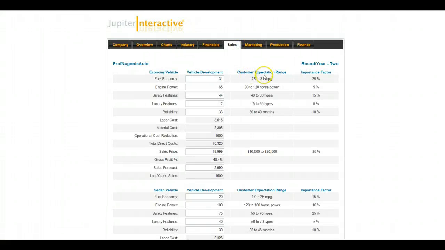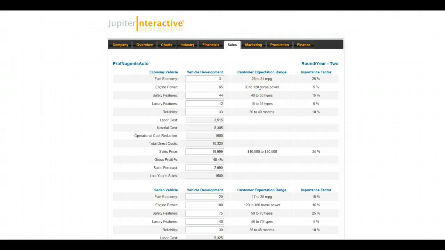I think you've noticed that if you look at the sales page and compare the customer expectations, they're higher now. Even though the price is slightly bumped up, maybe an extra $500 here, customers are expecting more miles per gallon. And the new Honda I have gets about 35 miles to the gallon, where the last one I bought was I think 26 or 28 miles to the gallon. So they've improved the miles per gallon.